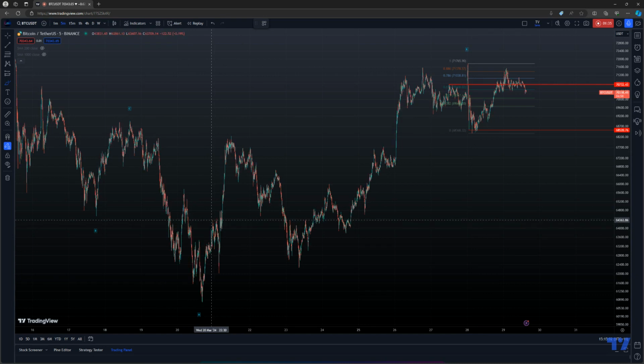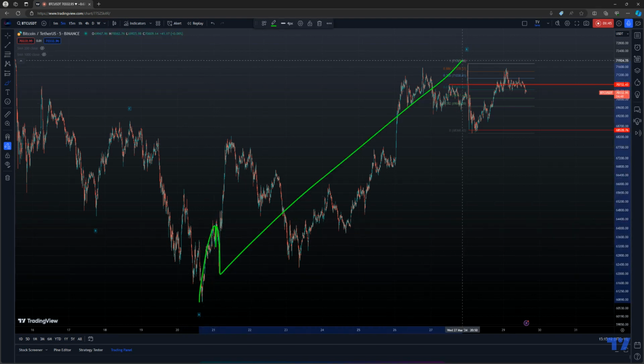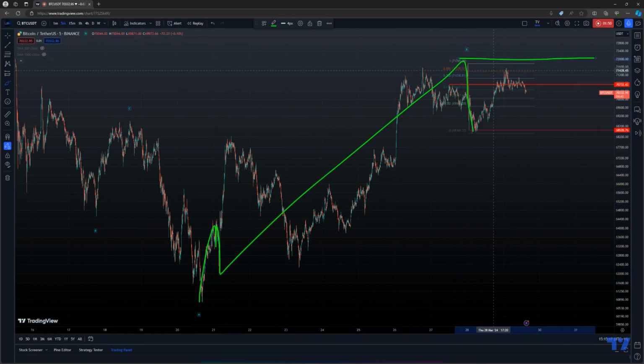And if it is a zigzag, then I suppose the zigzag portion of it would be 1, A, B, C, D, E. A break of this level would potentially confirm that it might have been a D wave within a wave 2, right? But I'm not convinced. So if we break this low here, then I suspect it'll go lower.